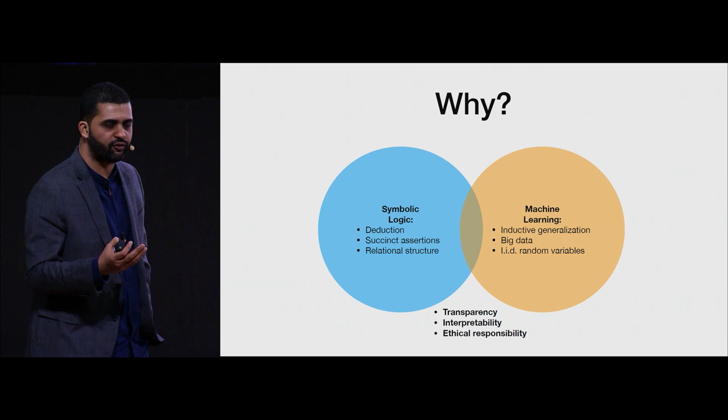The other technical difference is that machine learning is typically concerned with what are called independent and identically distributed random variables. What this means is that you have random variables which capture some kind of stochastic information about the world, but they're assumed to not be related to each other beyond a certain dependency that I'll go over. Whereas if you think about it, the world we're sitting in certainly has a lot of relational structure. So what I'll really be talking about is how I've been using the unification of these two areas to look at these questions of transparency, interpretability, and ethical responsibility.